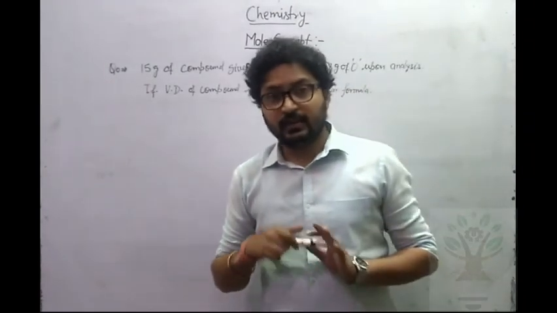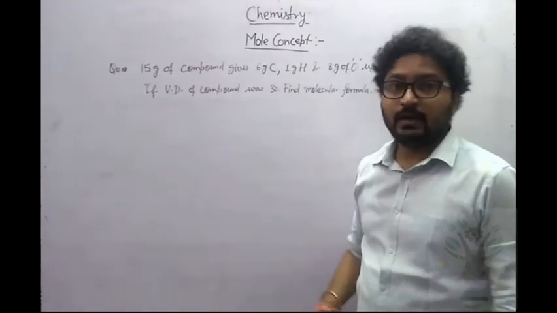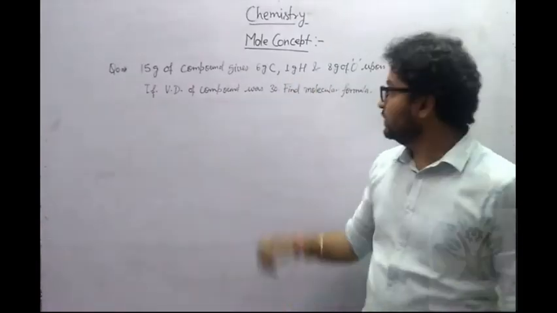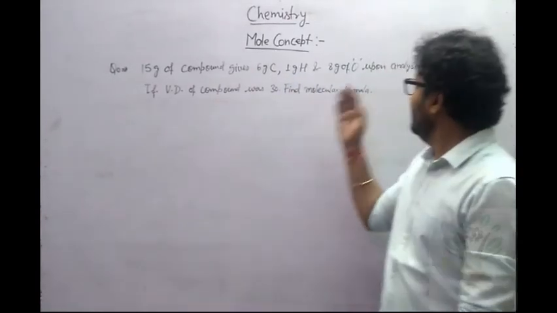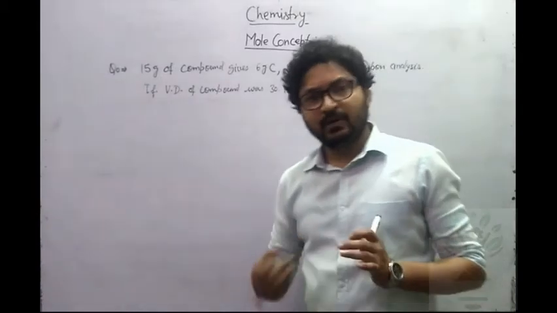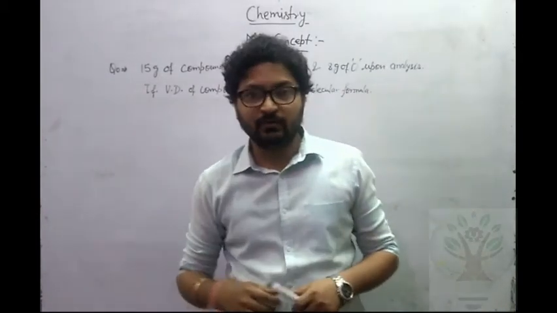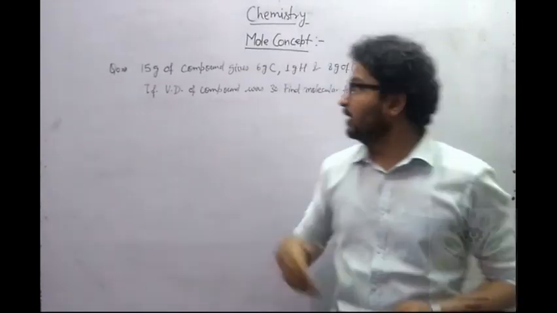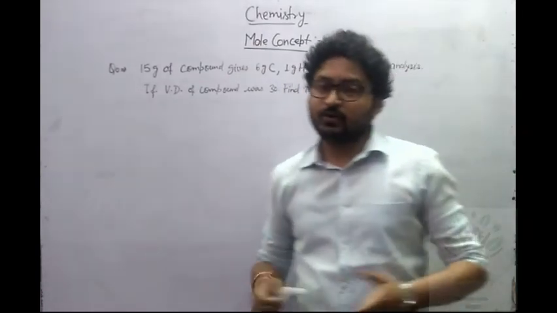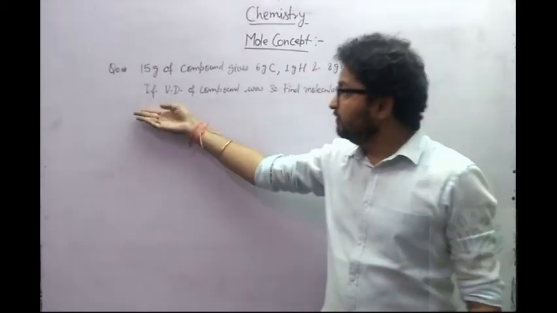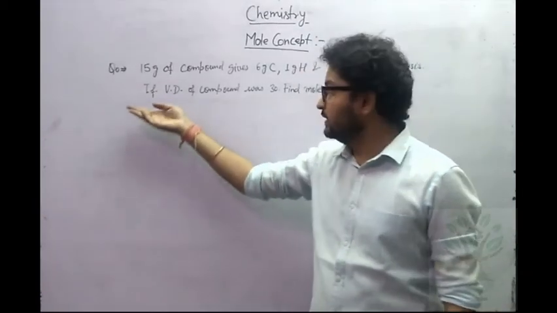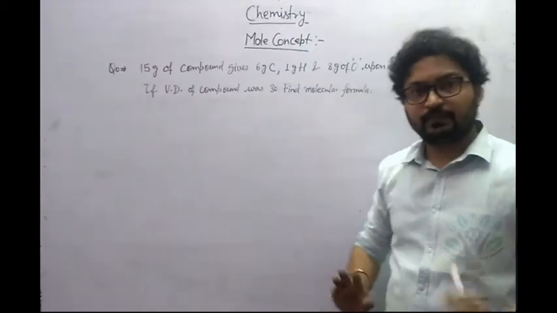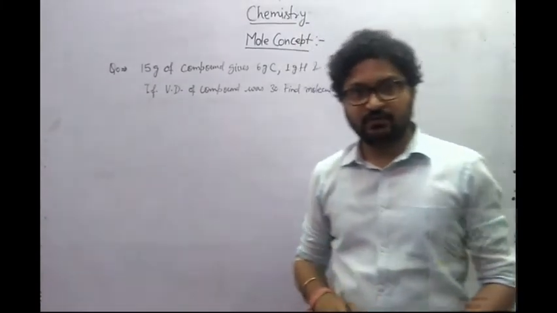Now the next question is: 15 gram of a compound gives 6 gram of carbon, 1 gram of hydrogen and 8 gram of oxygen upon analysis. If we performed an analysis upon a compound, we took 15 gram of it. It gave us 6 gram of carbon, 1 gram of hydrogen and 8 gram of oxygen. What they are asking: if the vapor density, VD, of the compound was 30, find the molecular formula. Okay, pause the screen and give it a try.